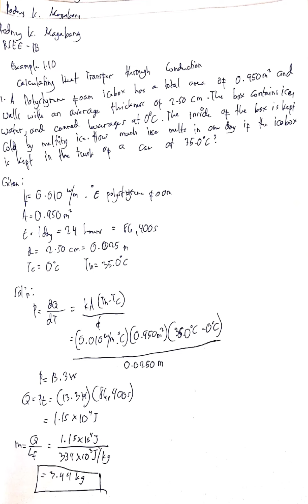So Q = Pt = 13.3 watts times 24 hours, which is 86,400 seconds. So the answer is 1.15 × 10⁷ joules. m = Q/Lf, where Lf = 334 × 10³ joules per kg. So m = 1.15 × 10⁷ joules divided by 334 × 10³ joules per kg, and the answer is 3.44 kg.